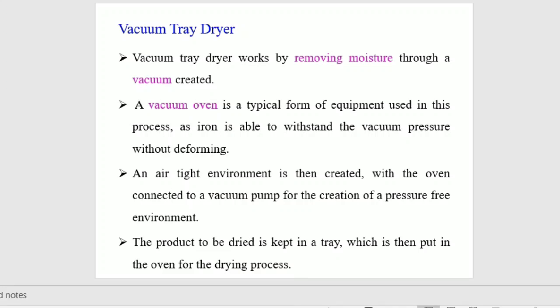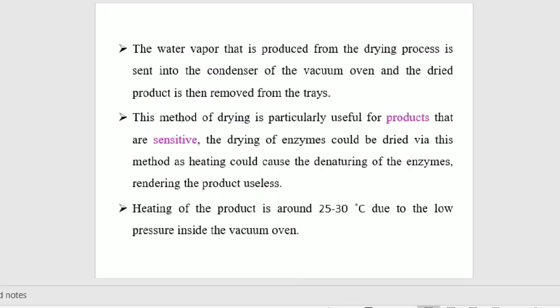Now vacuum tray dryer. Vacuum tray dryer works by removing moisture through a vacuum created. A vacuum oven is a typical form of equipment used in this process to remove the moisture content from the product. The product to be dried is kept in a tray which is then put in the oven for the drying process. The water vapor that is produced from the drying process is sent into the condenser of the vacuum oven and the dried product is then removed from the trays. This is useful for products that are more sensitive and also products which are heat labile, and also for the purification or drying process.